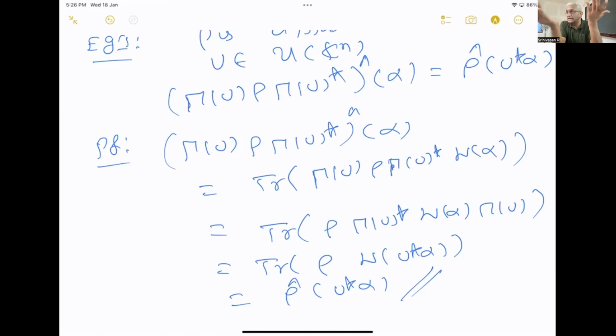Now we have more unitaries. We have Weyl operators. They are also unitary. So how will it behave when conjugating with Weyl operators? That's the next question. So, the next proposition or example. Example 2.